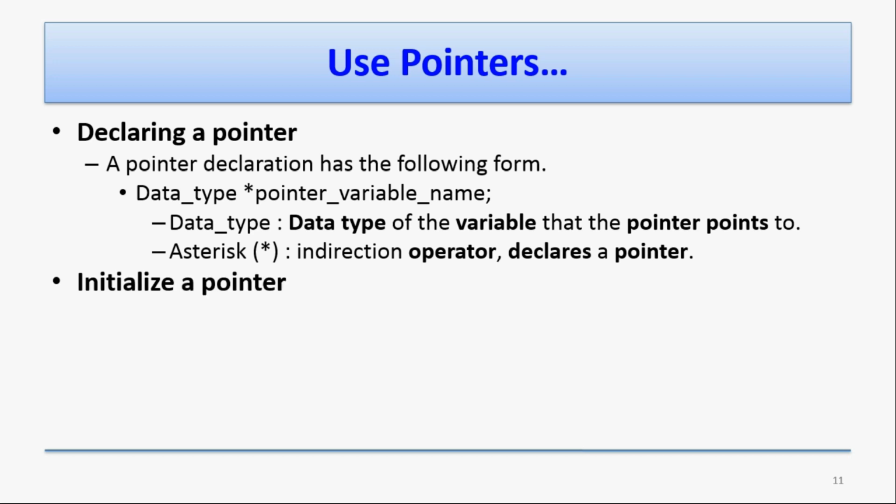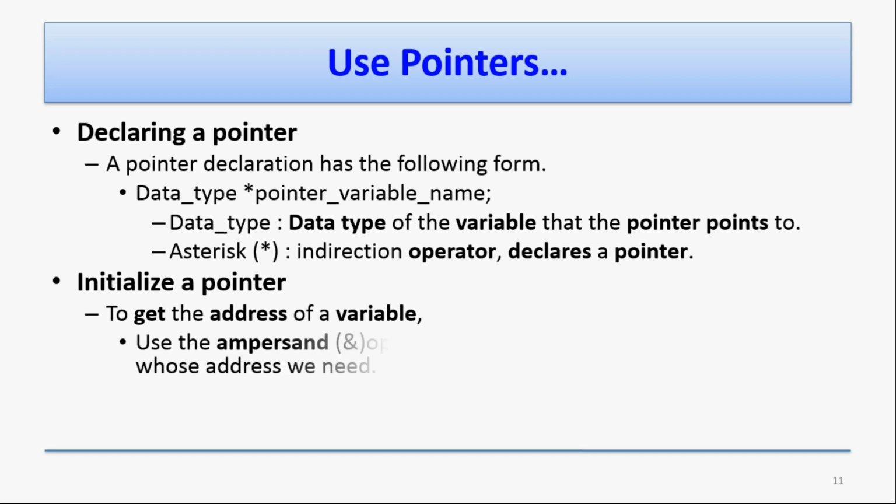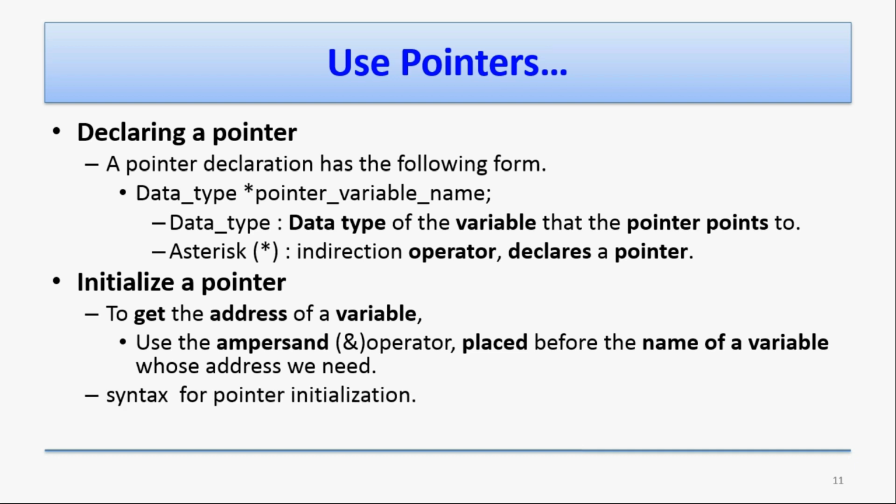So how do we initialize a pointer? To get the address of a variable, you know that we have to use & before the name of the variable. Assume there is a variable called num. If you want to get the address of the num variable, you have to use &num. So in general we can say a pointer can be assigned the address of a variable.